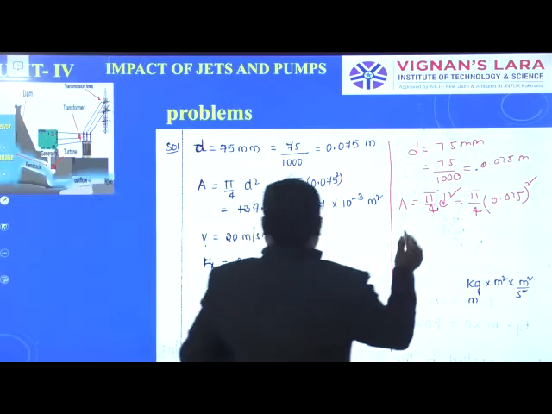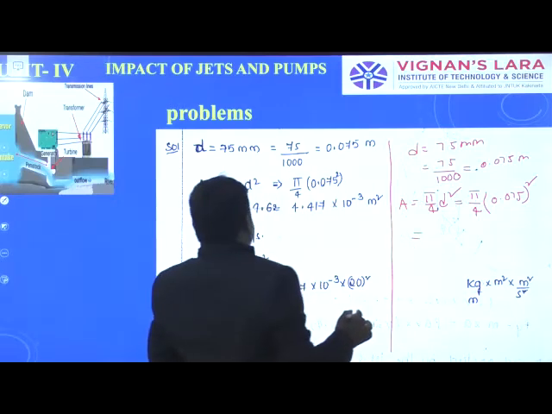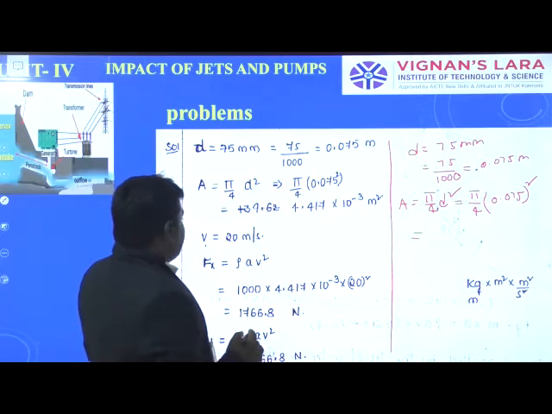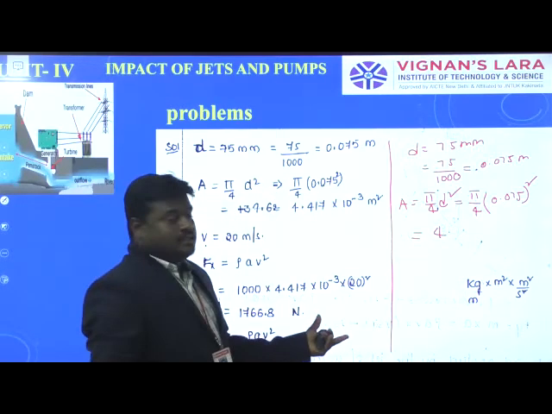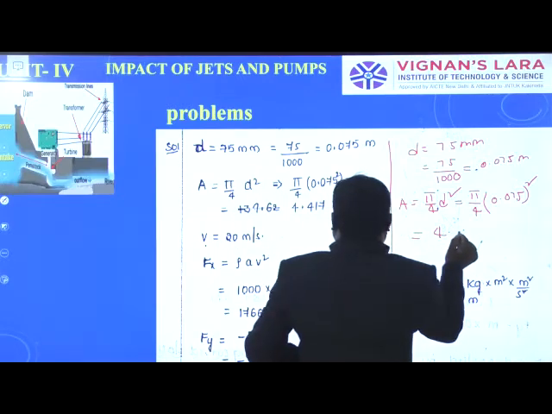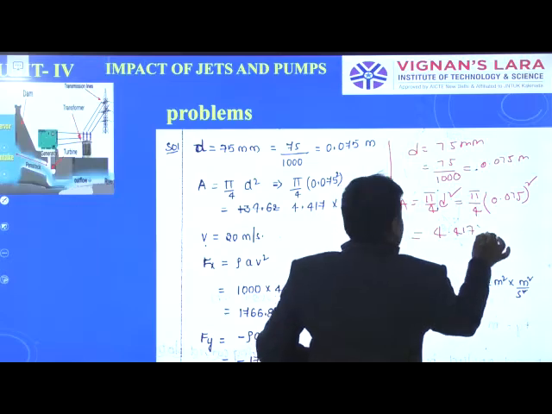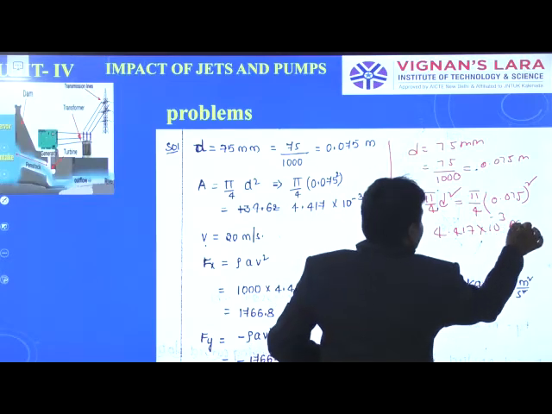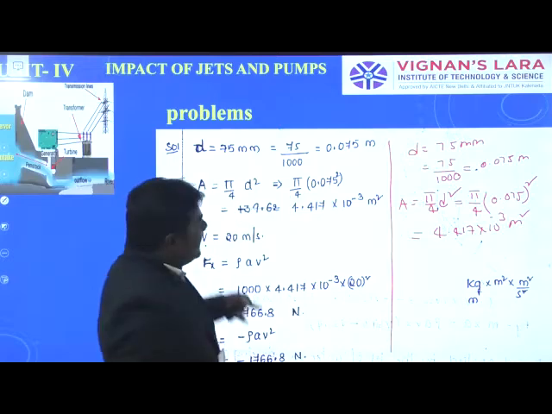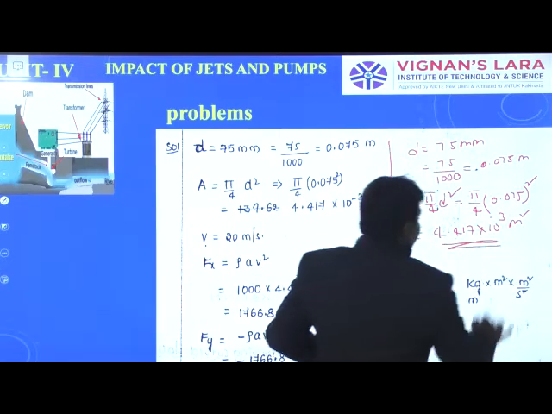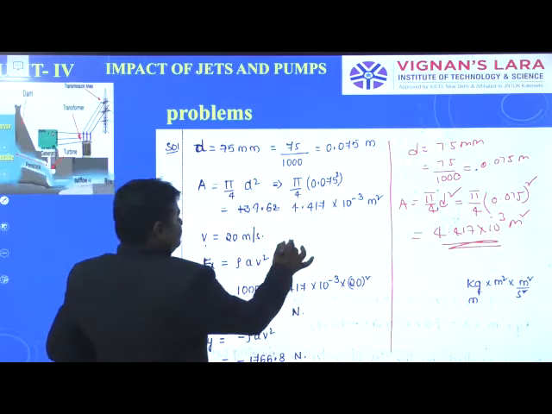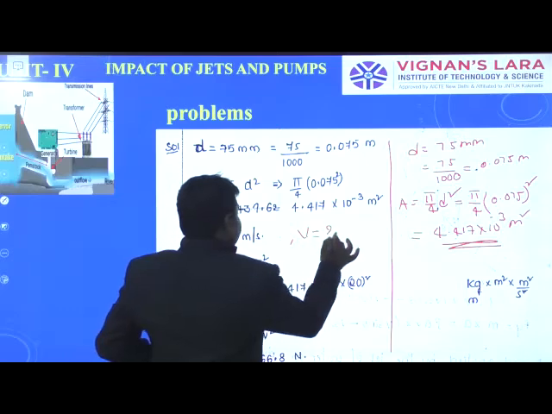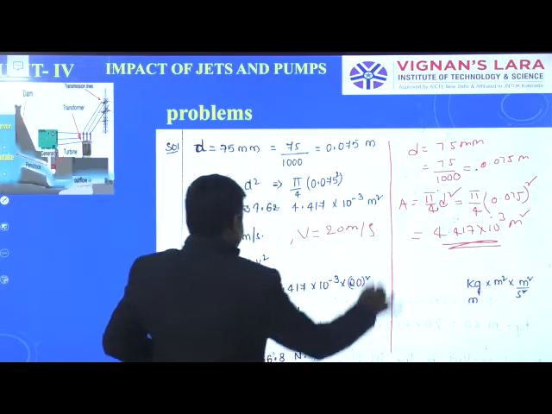Then we calculate it on the calculator, and finally we get the value of 4.417 into 10 to the power of minus 3 meter square. That is the area of the stationary plate. Then what did they give? The velocity is given: 20 meter per second.